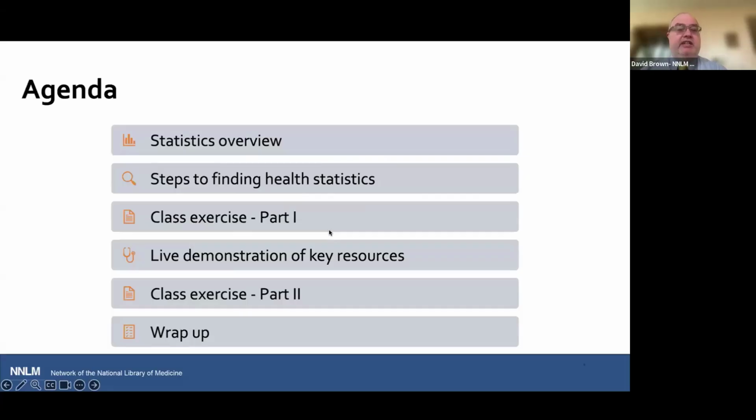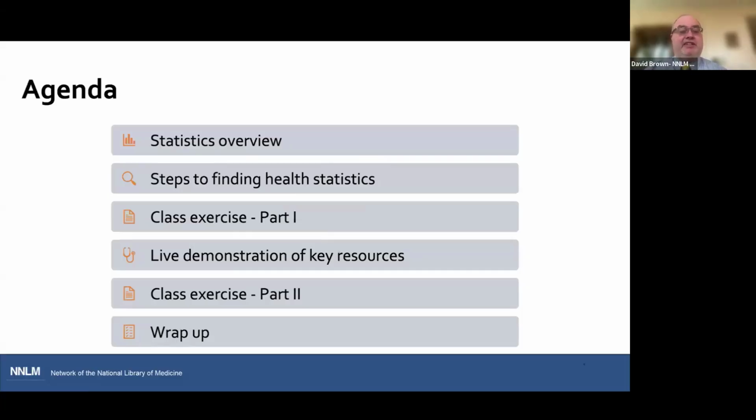So, as an agenda in general, we're going to talk about statistics from a more macro perspective, larger scale ideas, what we're trying to do as we go along. We're going to talk about some steps to find those health statistics. Knowing that they're out there and knowing where to find them are two different things. We'll talk a little bit about how we find them as we go along.